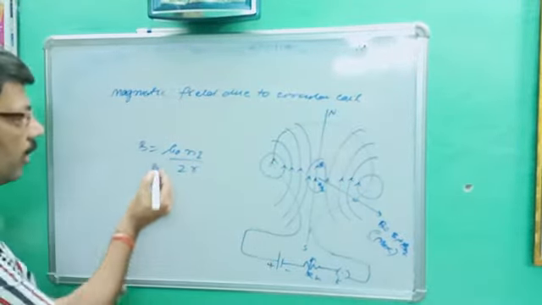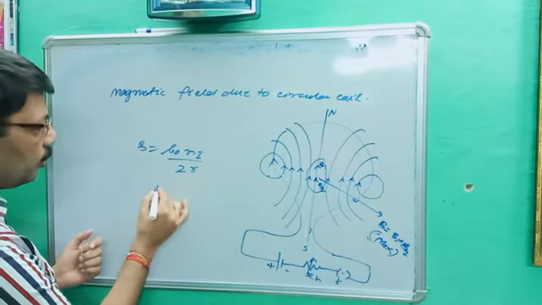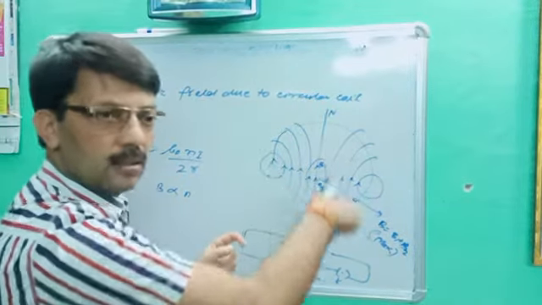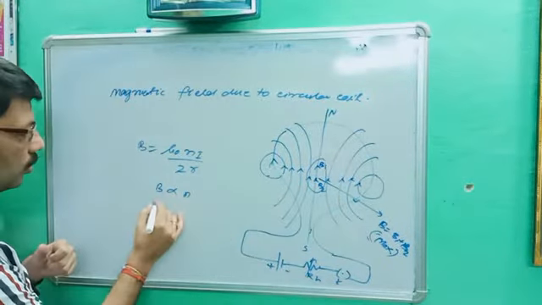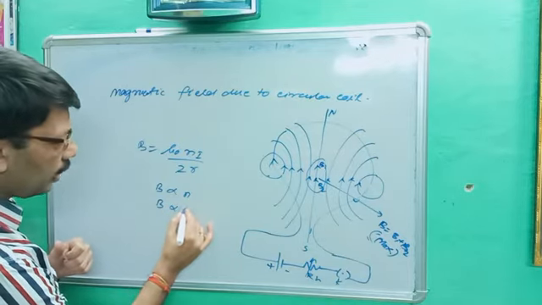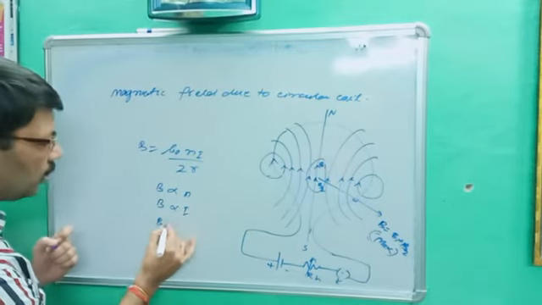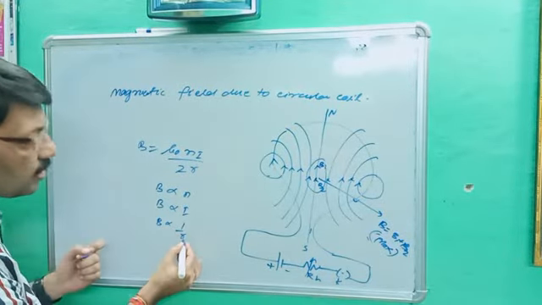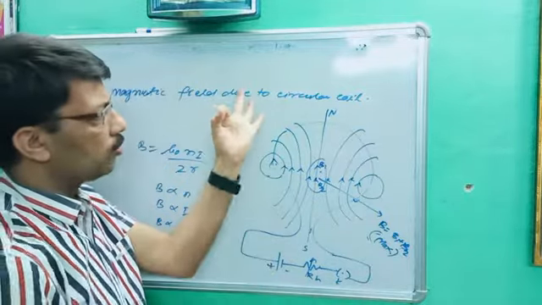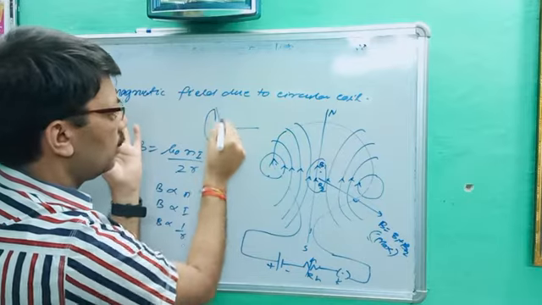Here we are getting the formula mu naught N I upon 2R, and it means the magnetic field is directly proportional to N. If the number of turns increases, the magnetic field increases. B is proportional to what? I. If current increases, the magnetic field increases, and B is inversely proportional to R. This R is not from the wire to the center. No, this R is like this. Let's suppose this is the circular coil and this is the R.